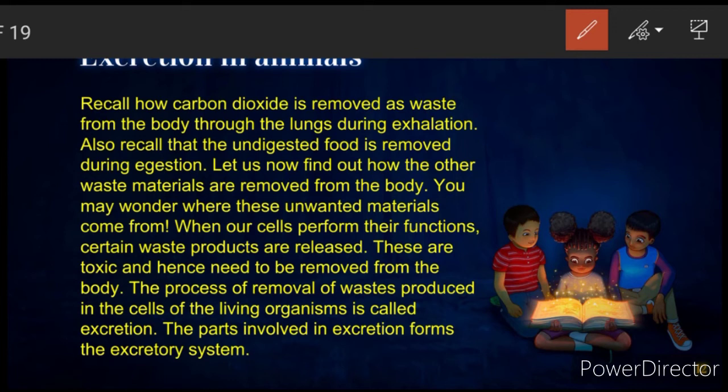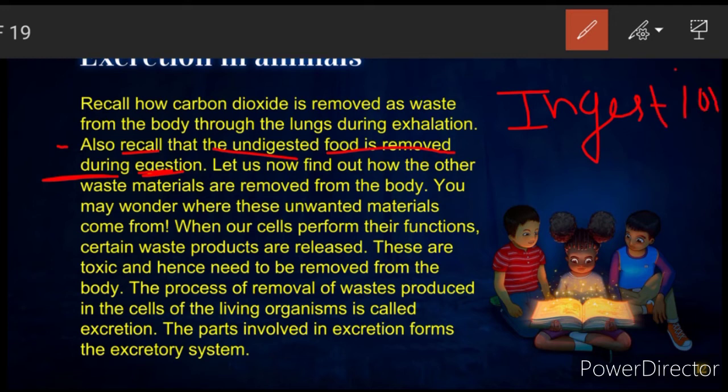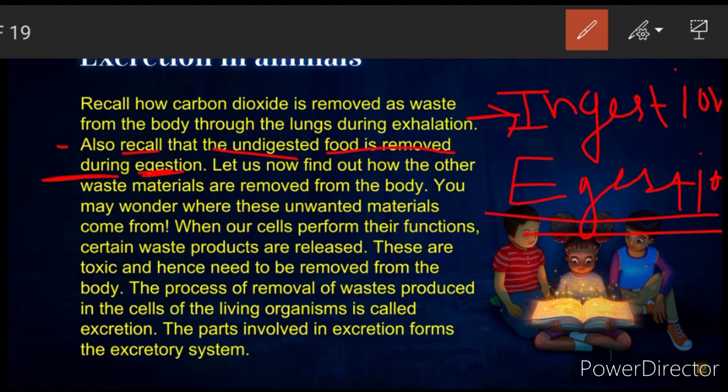Okay, also recall that the undigested food is removed during digestion. Ingestion and digestion you have already studied in Class 7, in Chapter number 2. Ingestion means taking in your food, digestion means taking out of your body, people. Here it goes, very simple, right? I know guys, you must also be finding this chapter very simple with such an amazing session. Let us now find out how other waste materials are removed from the body.